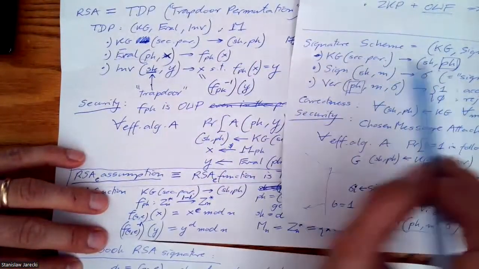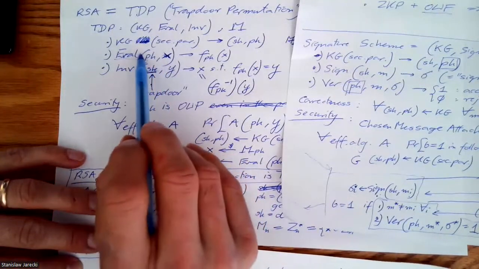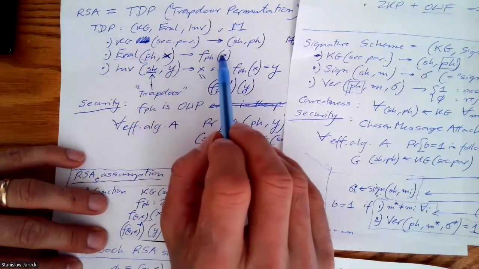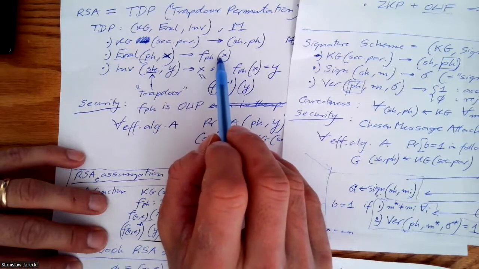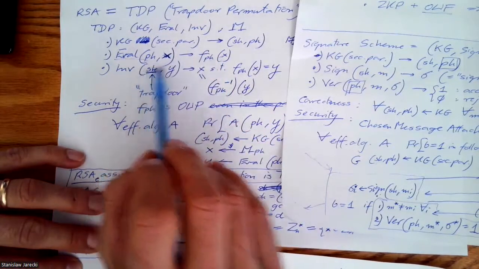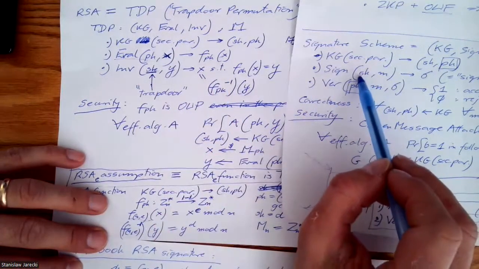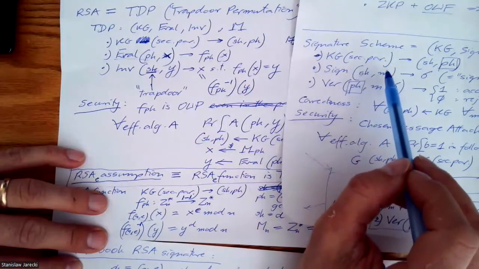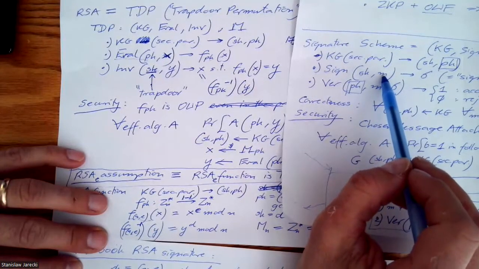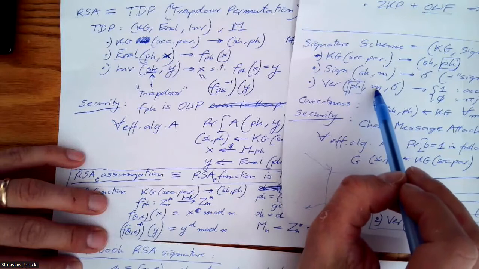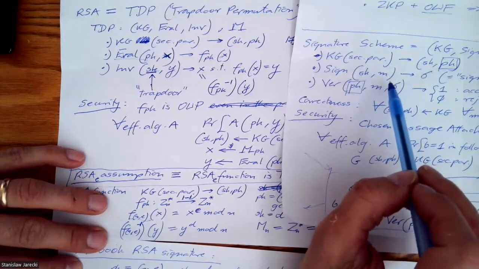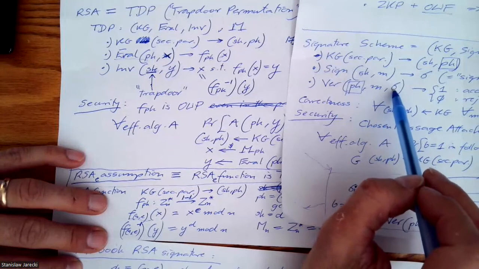The keys are the same. What can you do with the public key? You evaluate the trapdoor permutation. What can you do with the secret key? You invert that one-way permutation. So let signing be inversion of the one-way permutation on this element, and let verification be computing the same function forward on this element and checking that this inversion was correct.